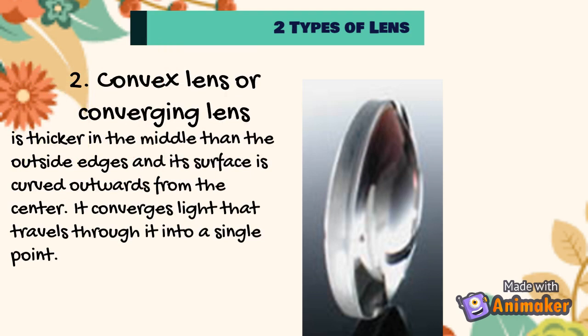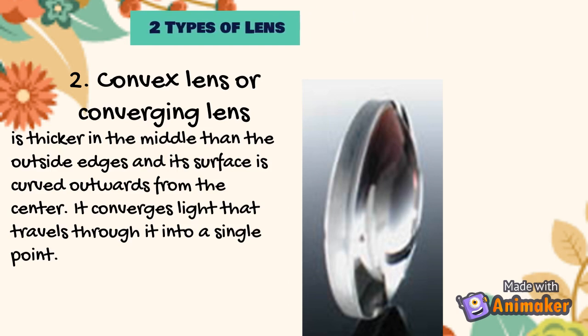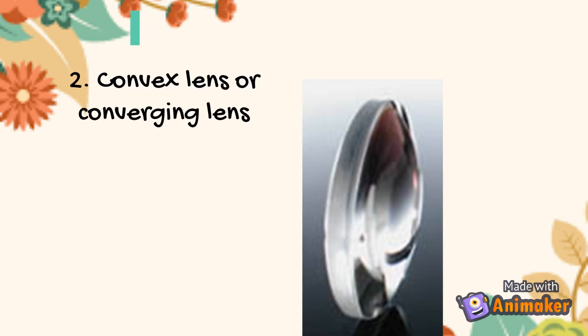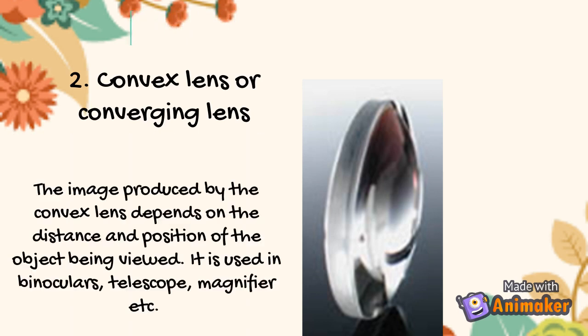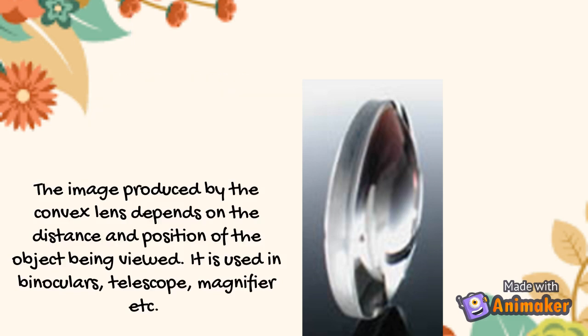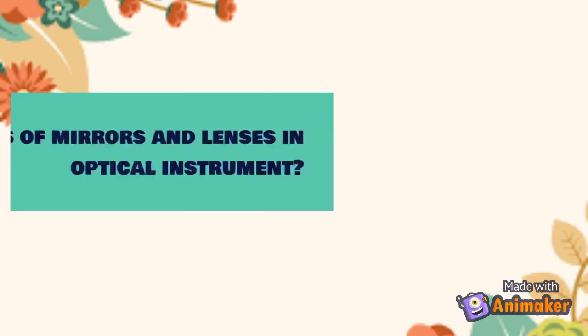The second one is a convex lens or converging lens. It is thicker in the middle than the outside edges, and its surface is curved outward from the center. It converges light that travels through it into a single point. In other words, the parallel rays of light join at the same point after passing through the convex lens. The image produced by the convex lens depends on the distance and position of the object being viewed. It is used in binoculars, telescope, magnifier, and others.